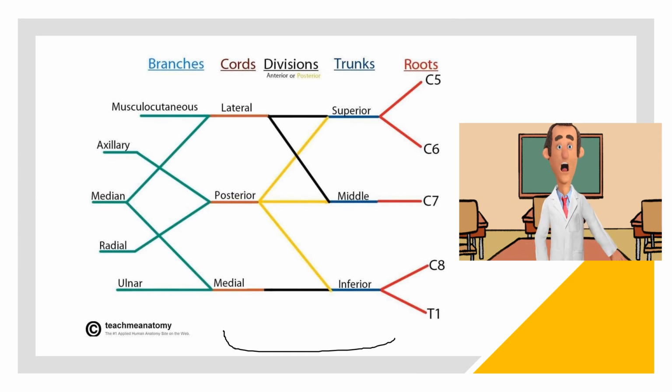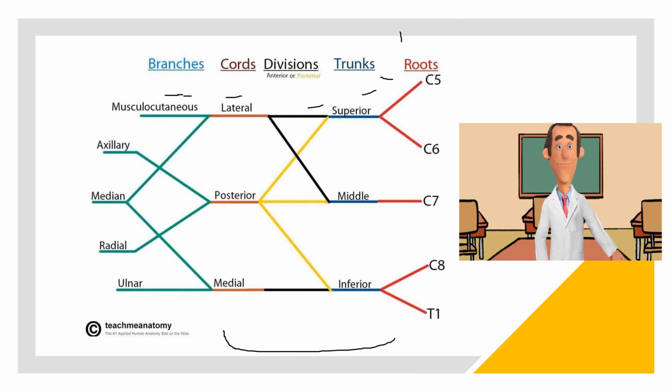So, guys, in order to answer this question, we need to first understand the brachial plexus. What is the brachial plexus? It is basically the network of nerves supplying the upper limb. We have got five roots, three trunks, six divisions, three cords, and five branches.